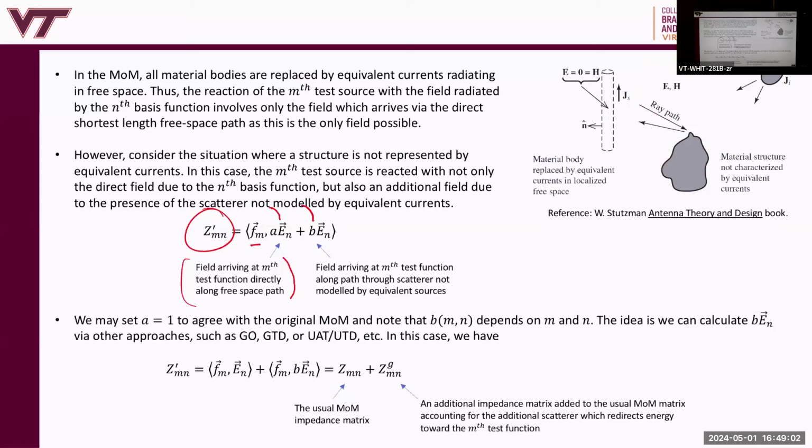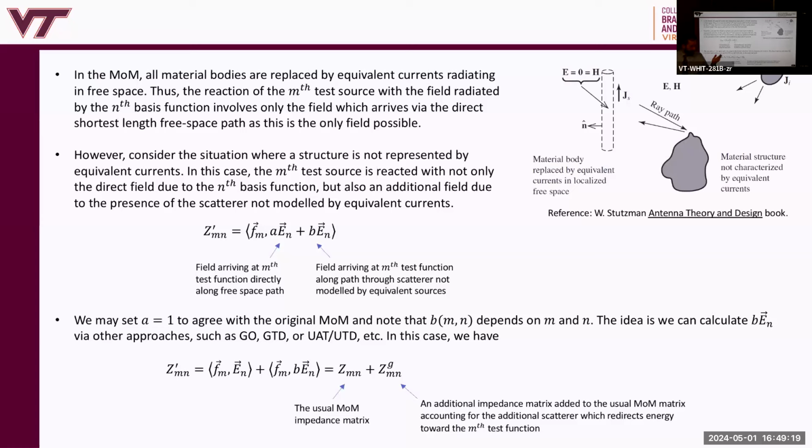Yes? So is this kind of like the situation where you incorporate coupling from the ground in an antenna that's radiating? No, it's a little different, because in the situation you're talking about, we actually model the ground plane using equivalent currents and method of moments, right?